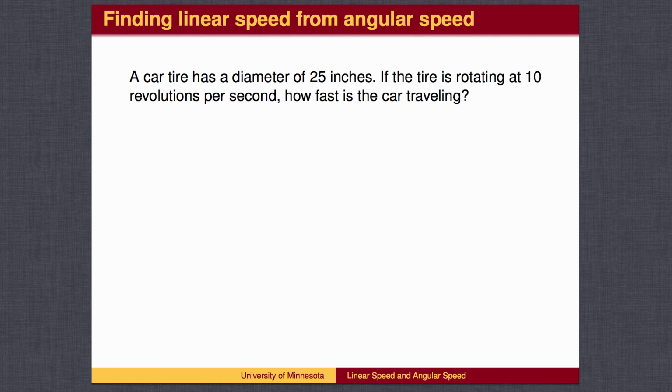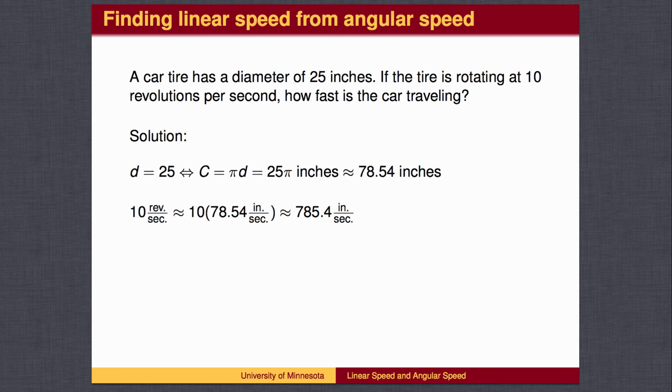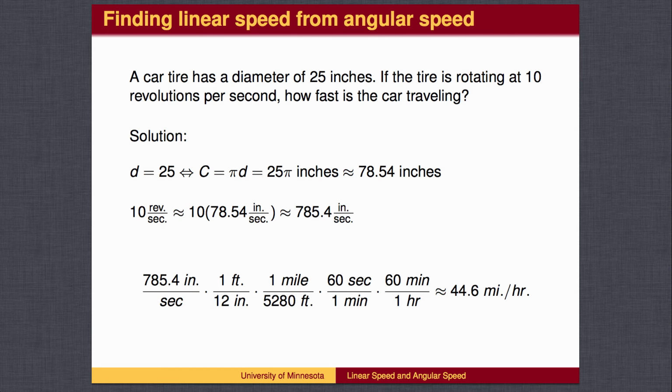Often we are dealing with the speed rather than the distance. The process is the same, except for the time component. First, we find the circumference. We then convert revolutions to inches. If we want to convert inches per second to miles per hour, line up the conversion factors.